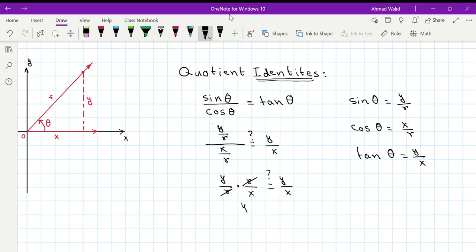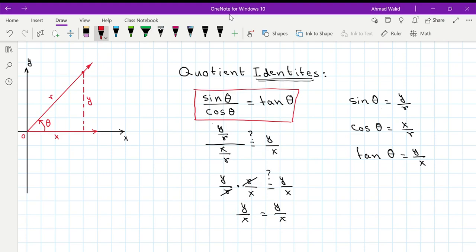You end up with y over x equals y over x. Then I can say the first quotient identity is sine theta over cosine theta gives you tan theta, correct? We have to memorize this always. Or maybe in future I will say, okay, write your tan theta in terms of sine and cosine, correct? Immediately you replace tan theta with what?